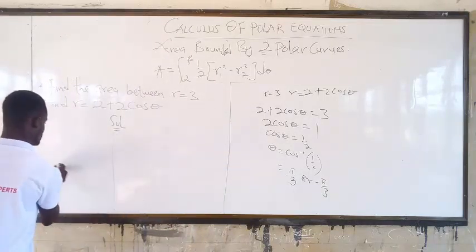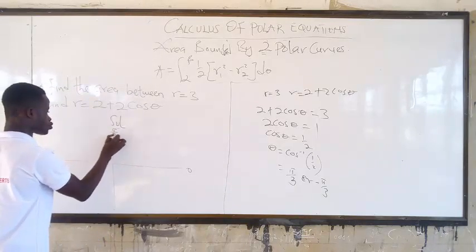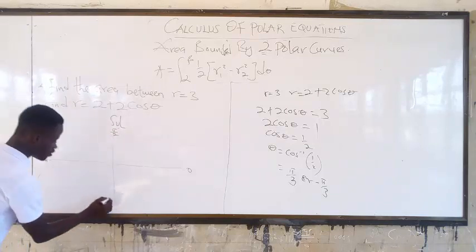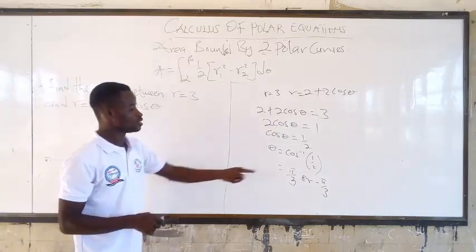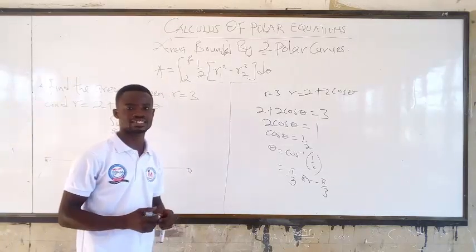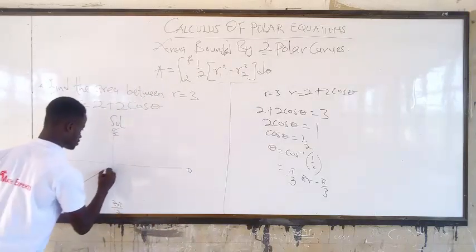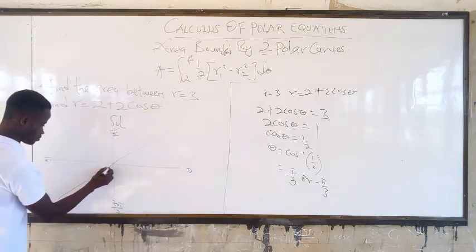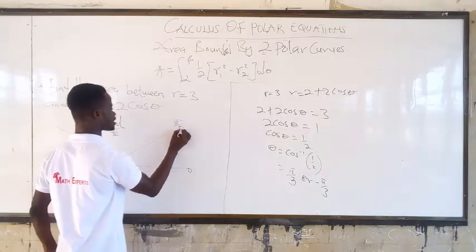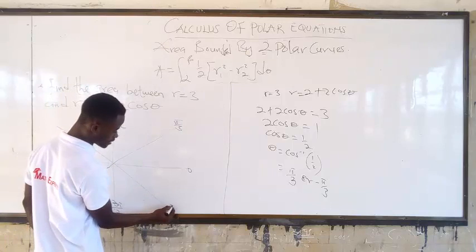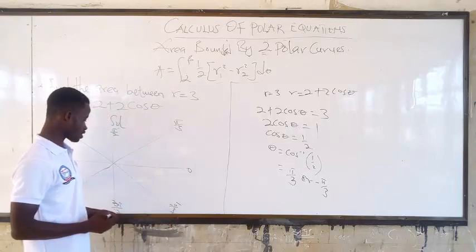So let's say that we have this 0, we have our pi over 2, we have our pi, we have our 3 pi over 2. Then pi over 3 is what? 60 degrees. So this is just a rough sketch. Let's indicate our pi over 3 here. Then you know that here will be negative pi over 3.